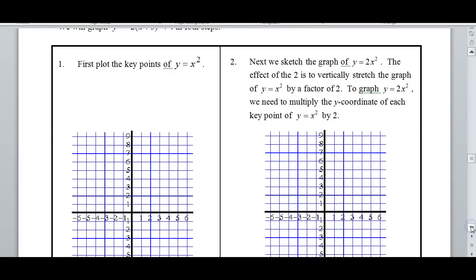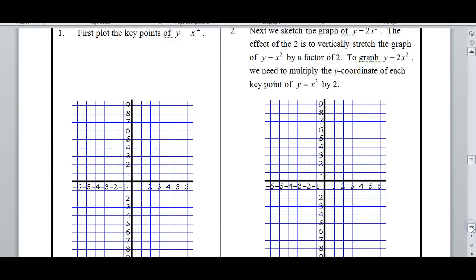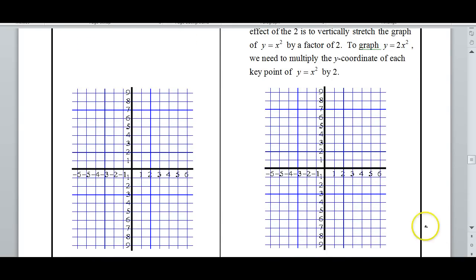We're going to do it in 4 steps. We're going to start off by just graphing the general graph y equals x squared. Okay, let's start with our vertex at 0, 0. We have 1, 1, 2, 4, 3, 9. And again, this is symmetrical about the axis of symmetry. So there's our basic y equals x squared parabola.